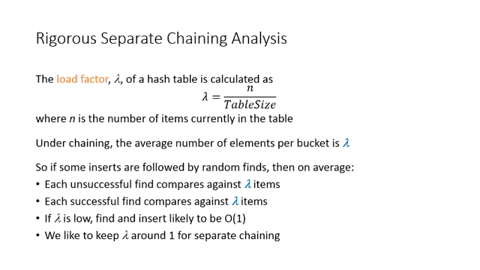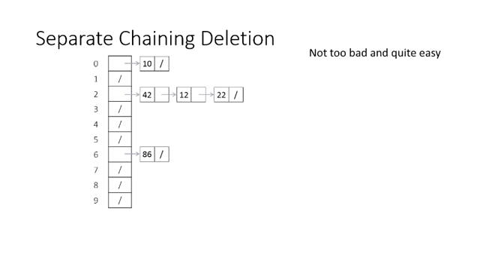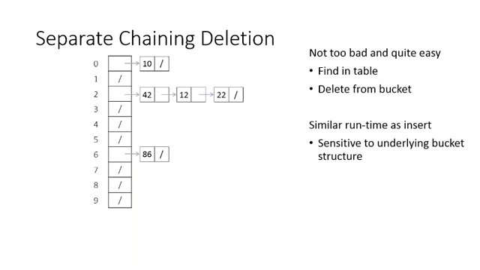Okay. So let us see deletion in separate chaining. It is not too bad. First you have to find the hash index value. Then at that index you have to travel through the linked list to find the element to delete. So this is sensitive to the underlying bucket structure, that is, the linked list connected to each and every index. So its complexity will be equivalent to the deletion of a node in a linked list.